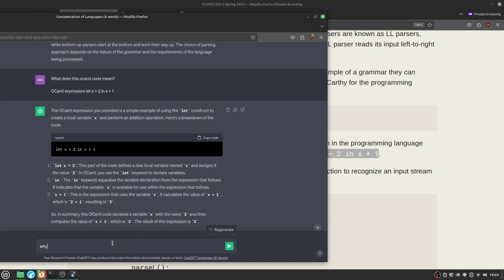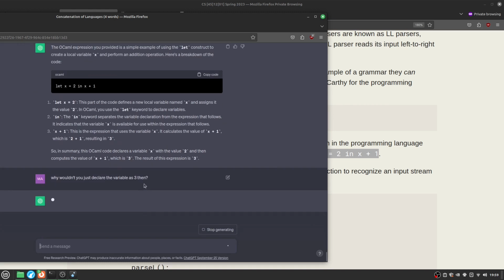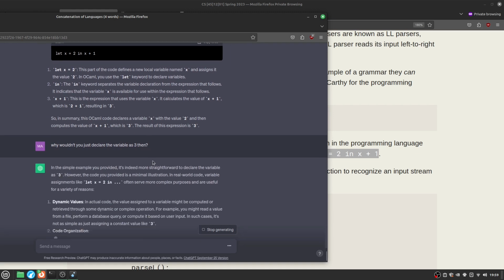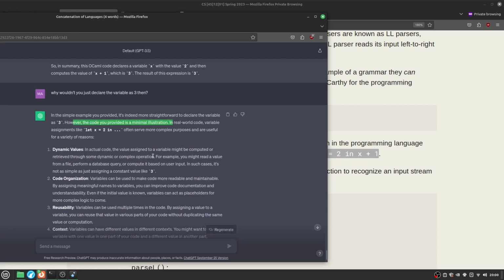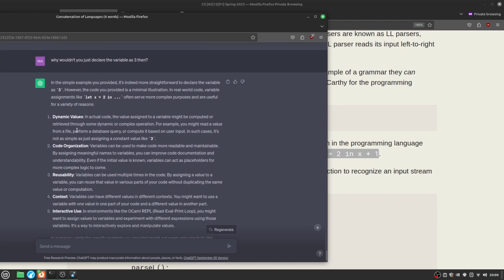So why? It's indeed more straightforward to declare the variable as 3. However, the code you provided is a minimal illustration. In real-world code, variable assignments like let x equals 2 in often serve more complex purposes and are useful for a variety of reasons. Dynamic values: in actual code, the value assigned to a variable might be computed or retrieved through some dynamic or complex operation. For example, you might read a value from a file or perform a database query. Okay.